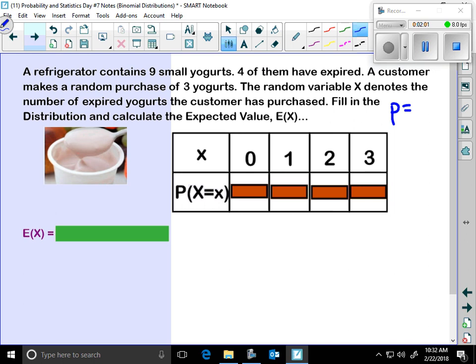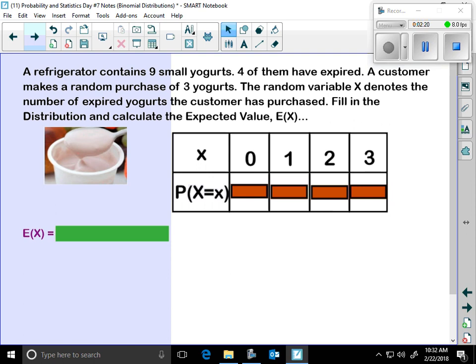well, actually, this isn't a true binomial. Why isn't this a true binomial? I'm going to answer my own question on that. Because each time, what happens to the probability? It changes. So in a true binomial, the probability won't change from trial to trial.